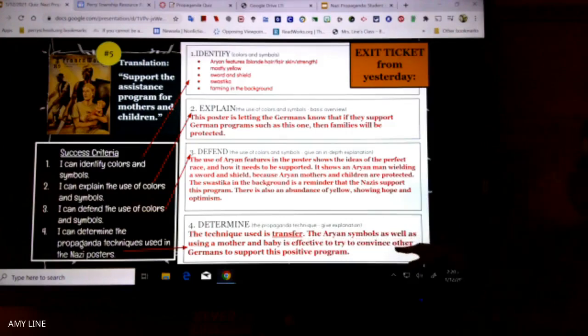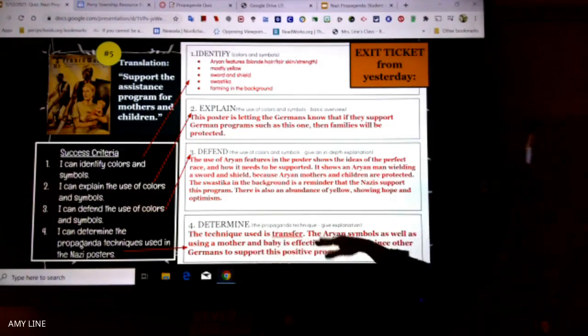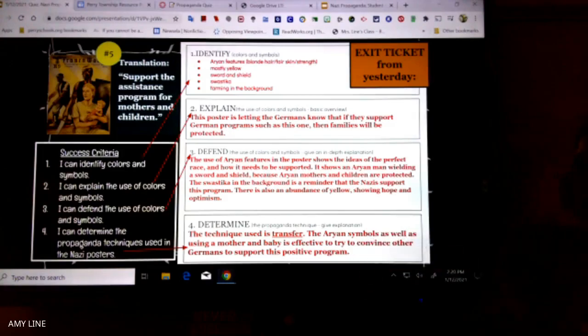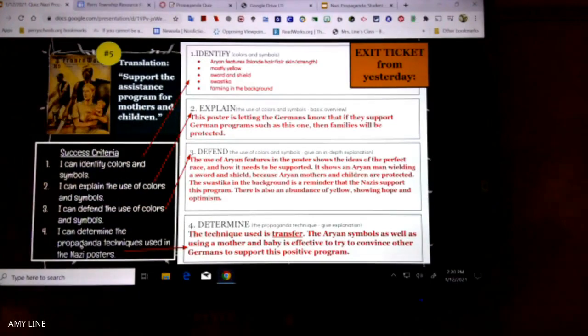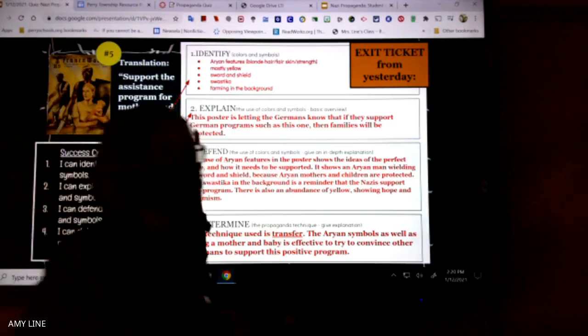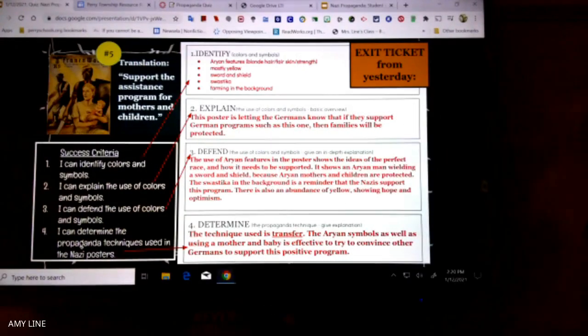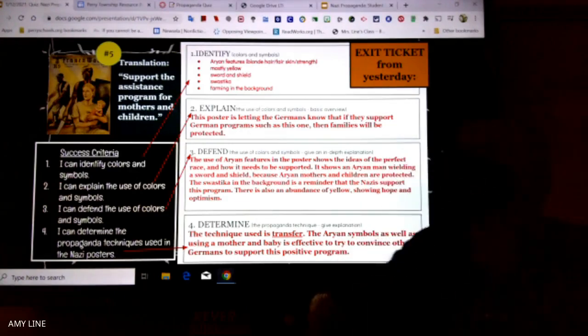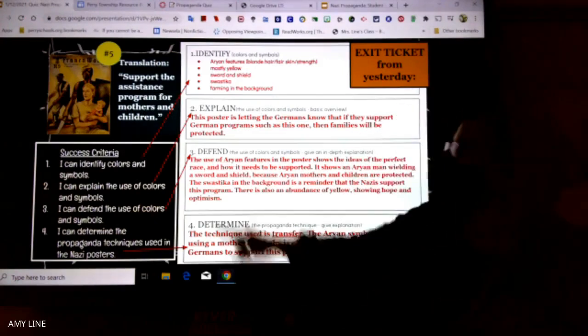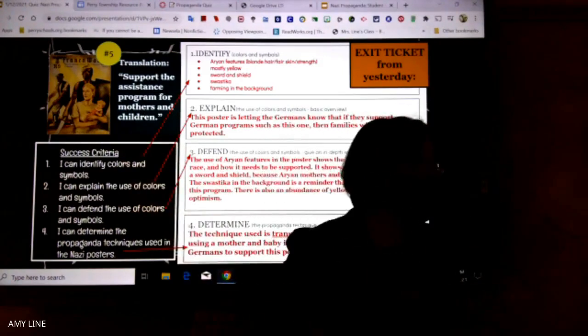The Aryan symbol, as well as using that mother and baby, is effective to try to convince the other Germans to support this positive program, right? So it's that idea. And if you think back to our notes on Thursday last week about propaganda, when I showed you the transfer example from World War II, it had the child on there. And the child is what really puts it over the top, that symbol of innocence and needing help. That's the same idea with a mother and a child, okay?